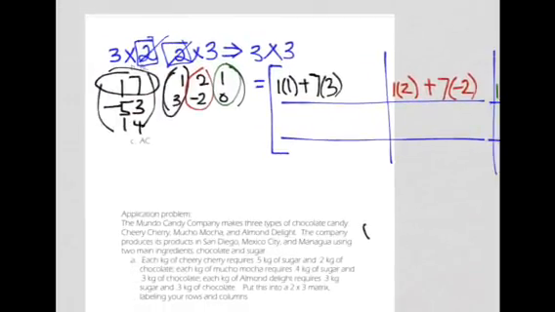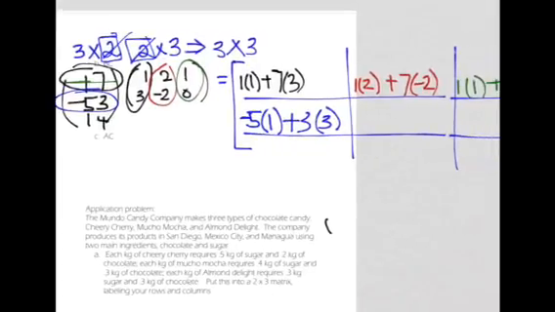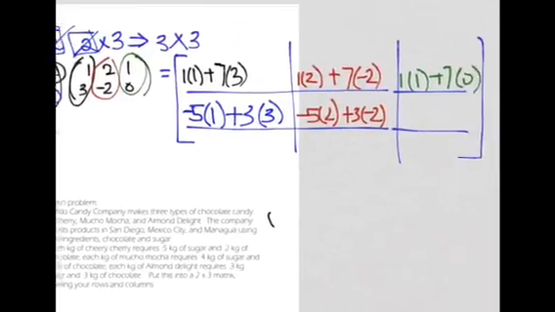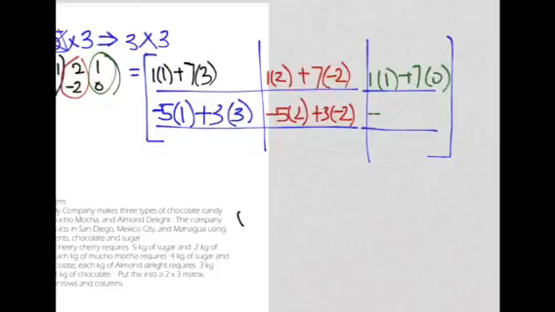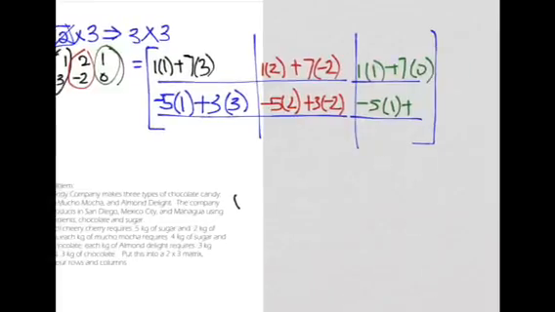We're now done with row 1. We now go to row 2. Negative 5, 3 gets distributed to each one of those. So the negative 5 times 1 plus 3 times 3. Then negative 5 times 2 plus 3 times negative 2. Lastly, negative 5, 3 with 1, 0. So it's negative 5 times 1 and then the 3 times the 0.